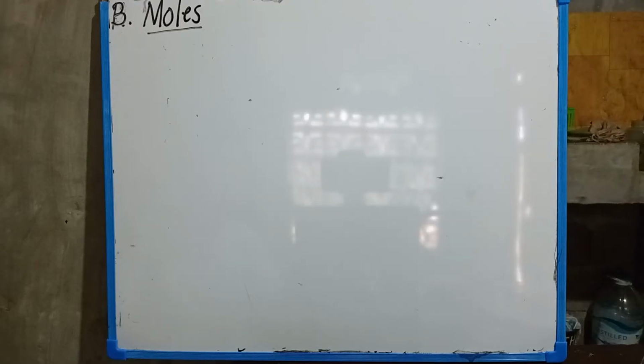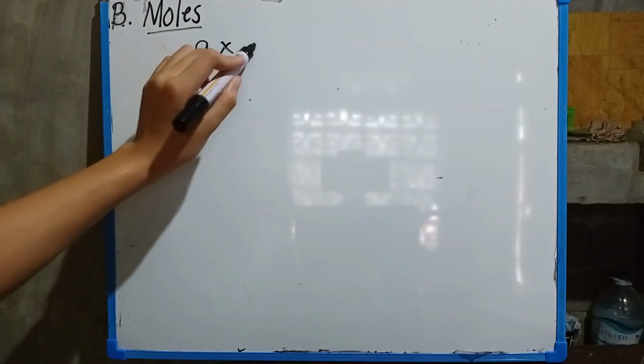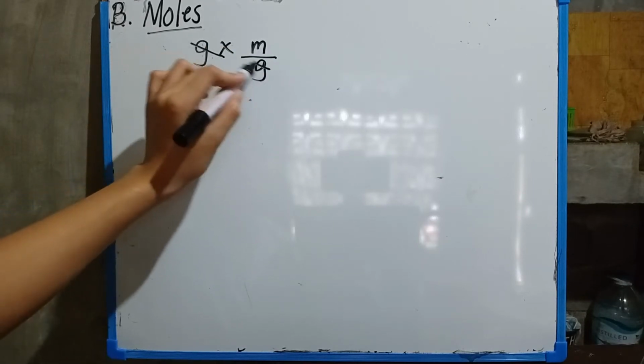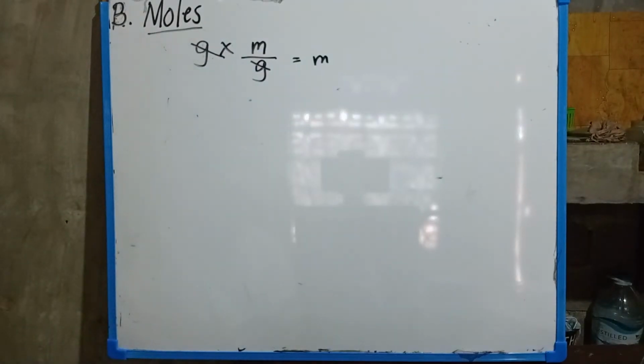Second one is we have the mole. So how do we get moles of a compound? So simply, we're going to take the grams times mole over grams, so that you can cancel grams, then what remains is the mole. So that is all we will do during the process of getting the moles. So just like this example.